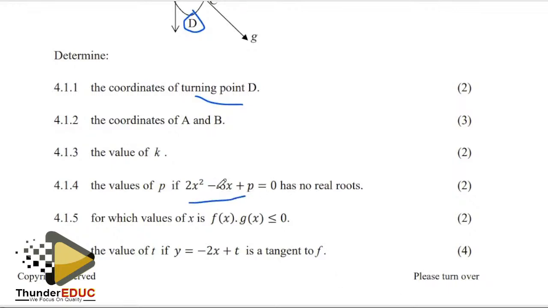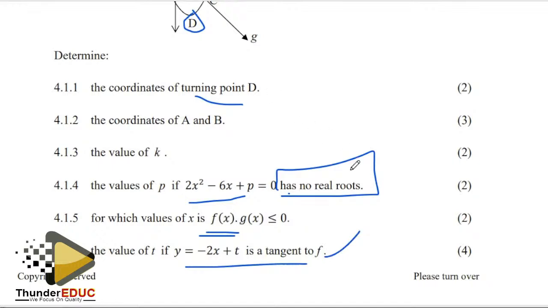Now we can see this, 4.1.4. They're asking for the values of p for which it has no real roots. Now this is nature of roots being questioned. And then we need also to remember how to answer questions when you have f of x times g of x is greater or less than 0 and so on. And then with tangents, we need to also apply some bit of calculus sometimes.